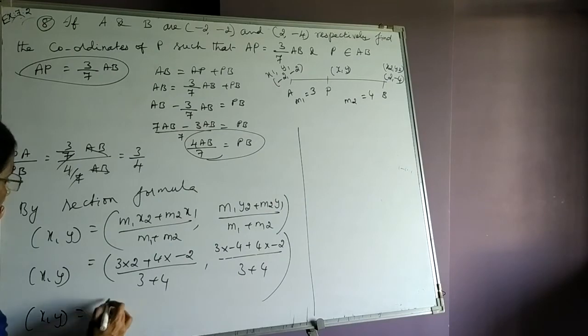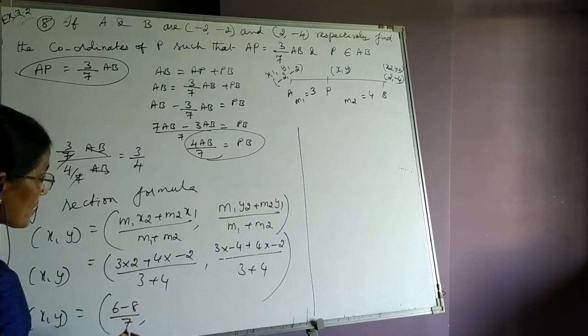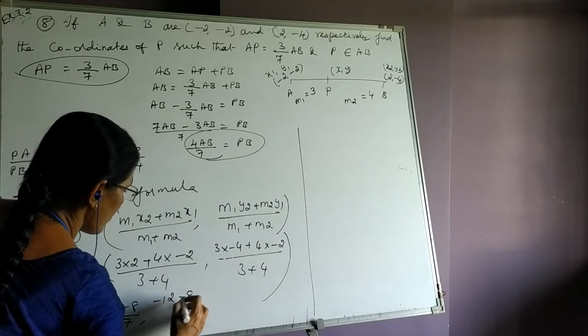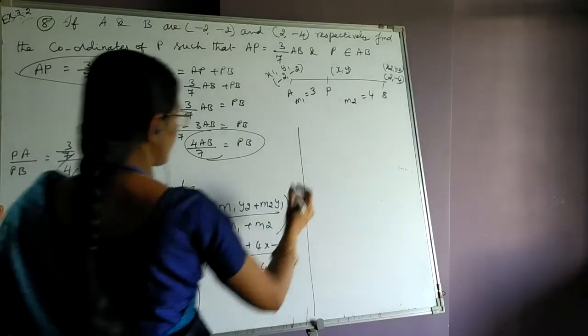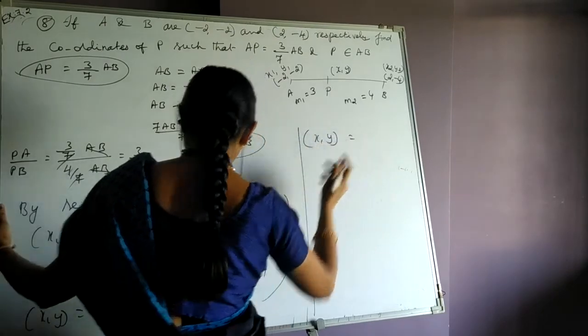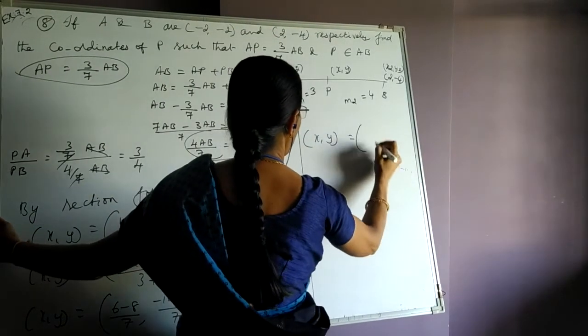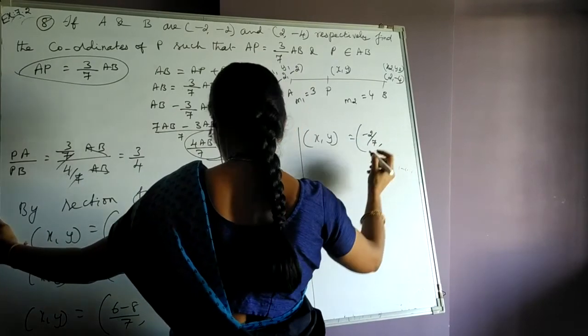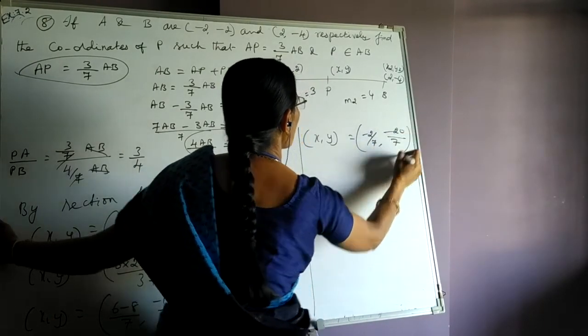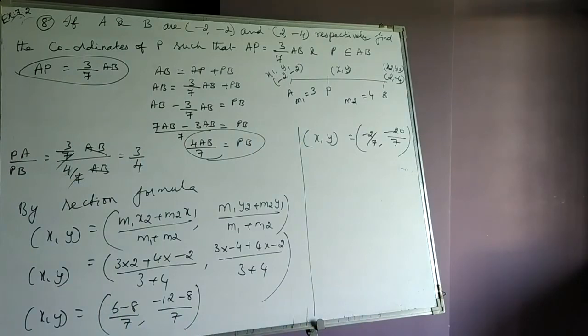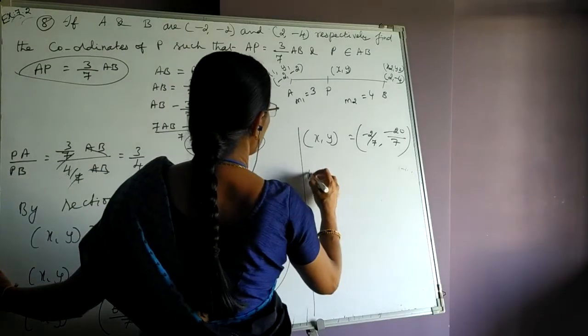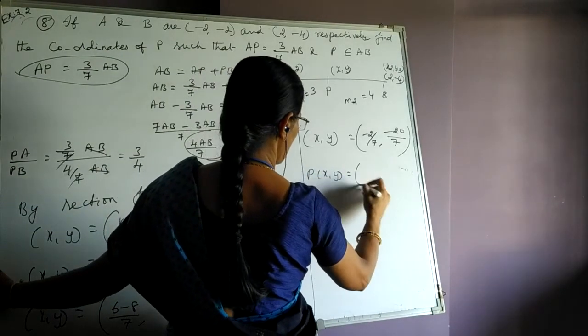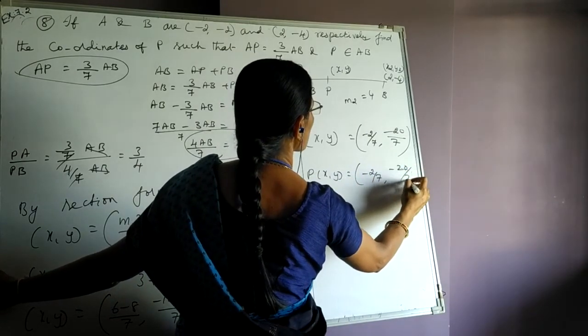Simplifying, we'll get x, y is equal to 6 minus 8 upon 7, and here minus 12 minus 8 upon 7. Therefore, x, y is 6 minus 8 is minus 2 upon 7, and here minus 20 upon 7. So we got the values of x, y, which is minus 2 upon 7, minus 20 upon 7. So what are the coordinates of P? P x, y is nothing but minus 2 upon 7, minus 20 upon 7.